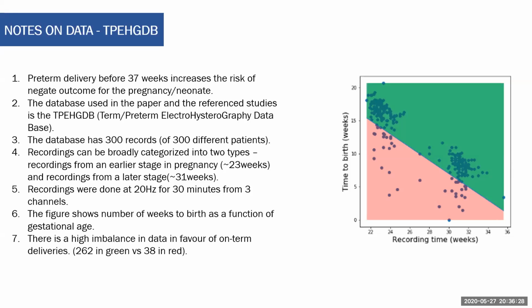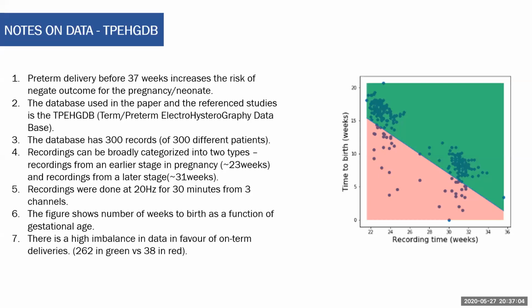And it can be classified in two types. So if you look at the graph, you'll see that most of the recordings happen around either the 22 to 24 week period and the 30 to 34 week period. So these are like the two broad times when they were measured. And again, you'll notice the y-axis here is the time to birth. So at each stage in the gestation period, like what is the remaining time till the birth of that baby.